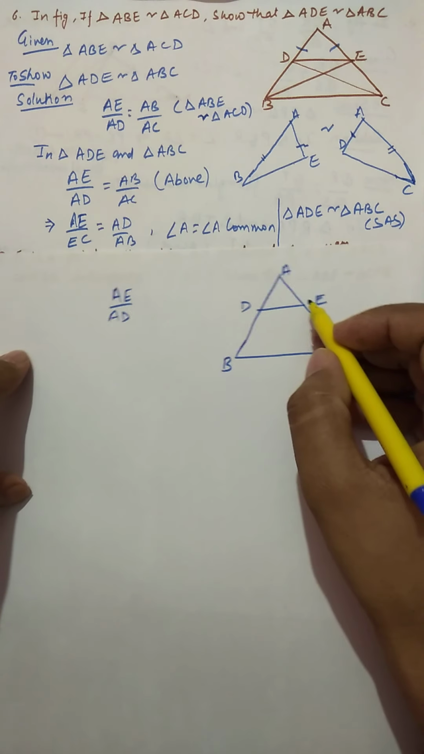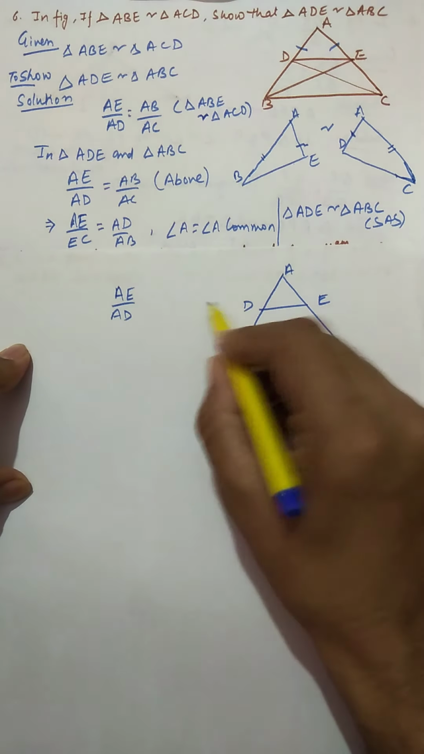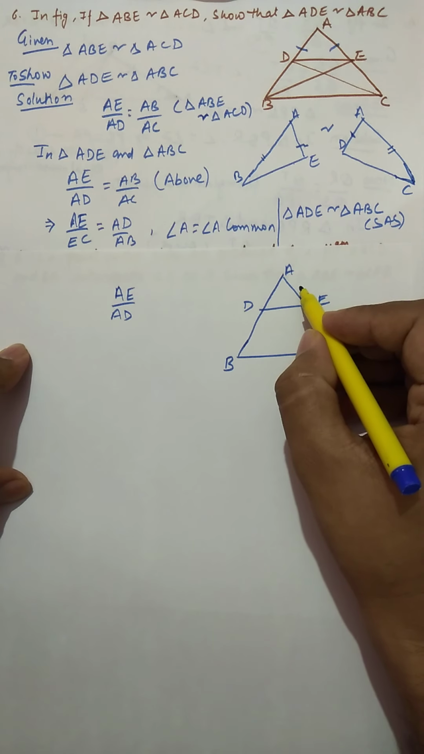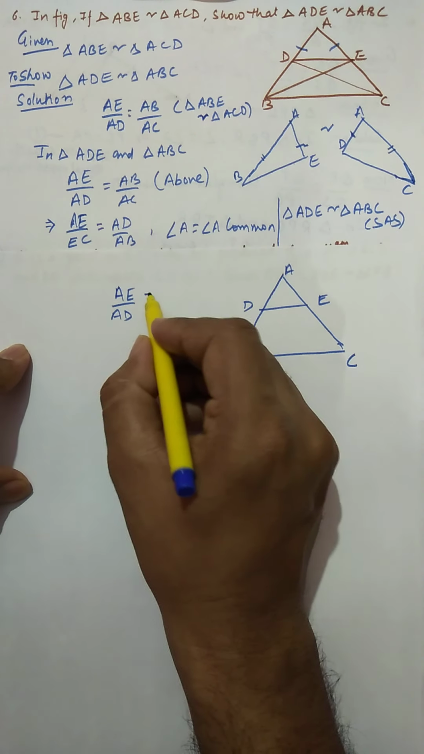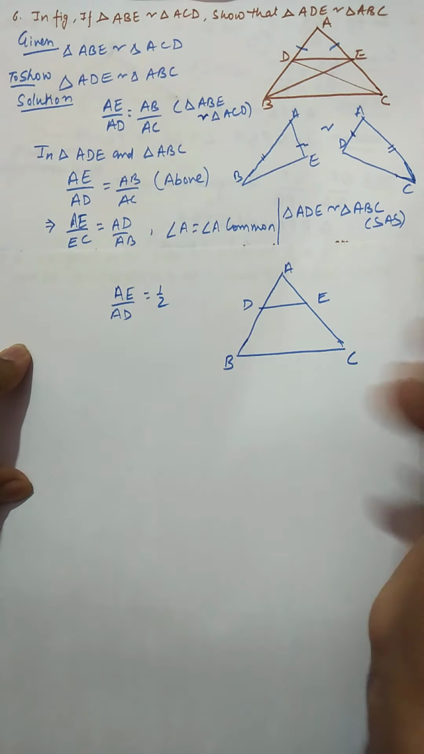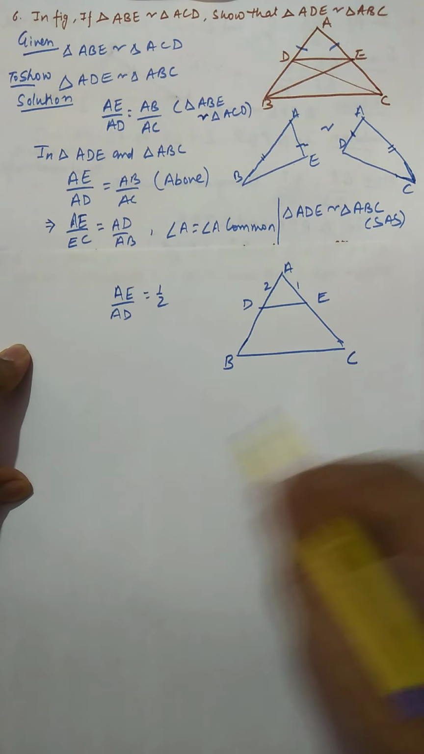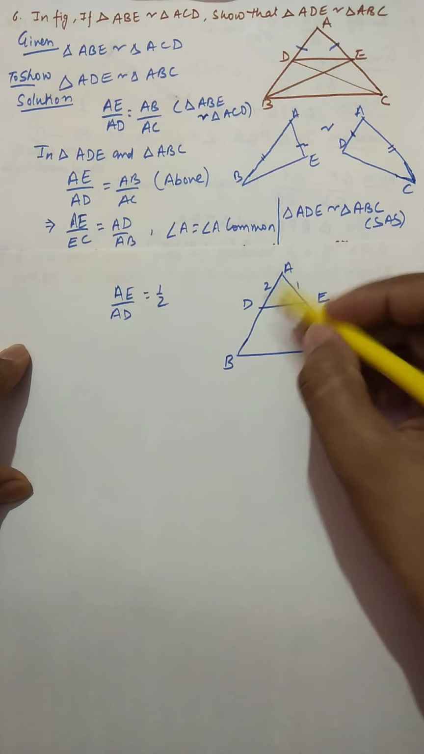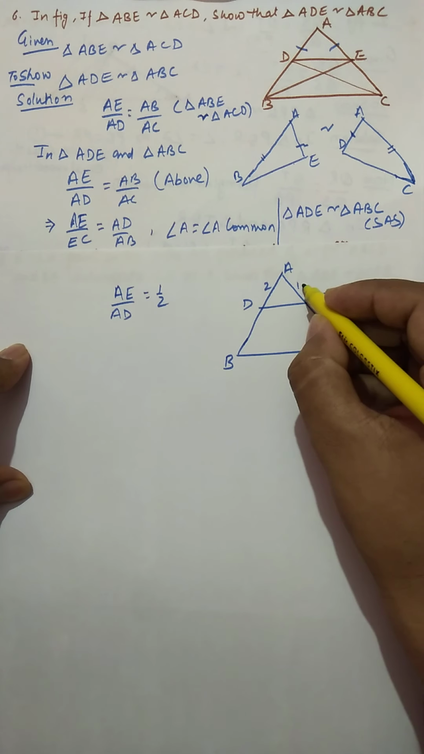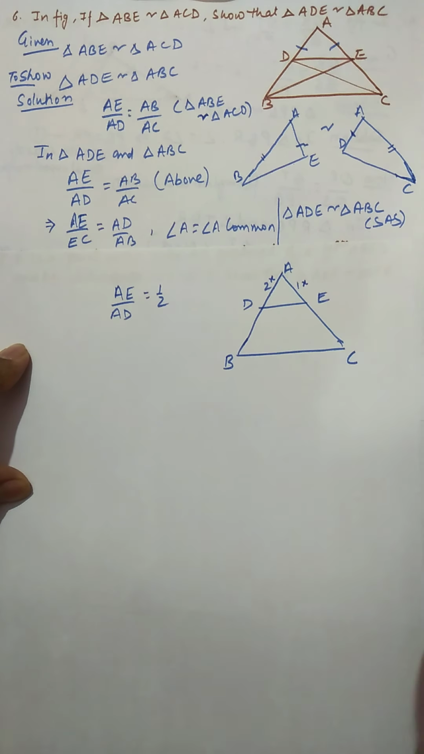Let's say this ratio is 1 by 2. For example, this is 1 by 2. So this length is 1x and this length is 2x, you can say. And this you can say 1x and this you can say 2x.